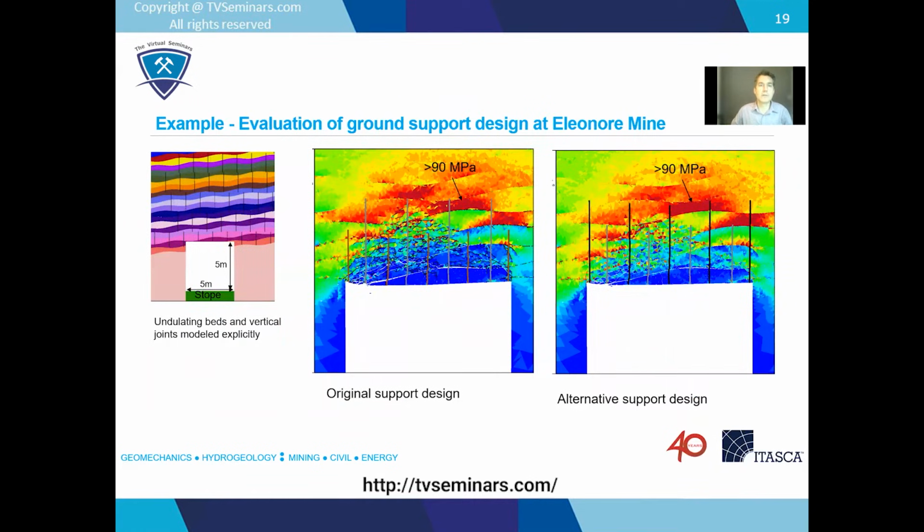Another example, this is an actual mine where we were looking at the support, specifically the bolts. This was work done by Triana Garza Cruz from our office. And what was happening here was that we had a bunch of undulating beds and vertical joints. So it was a discontinuous problem. And then on top of that, she also modeled this material in between here as a bunch of tetrahedra stuck together. So you can have movement on the beds, movement on the joints, and then even movement in between because you've got these little tetrahedra.